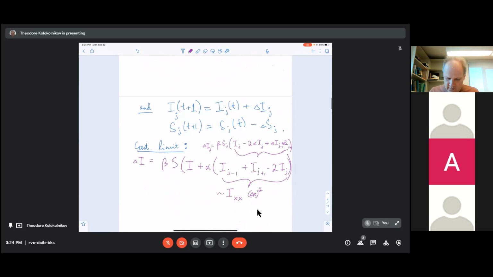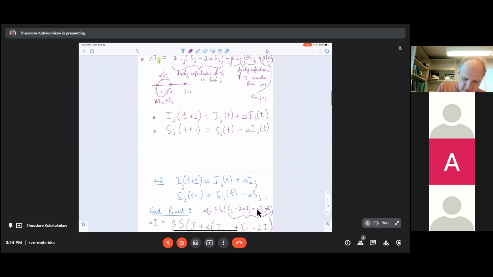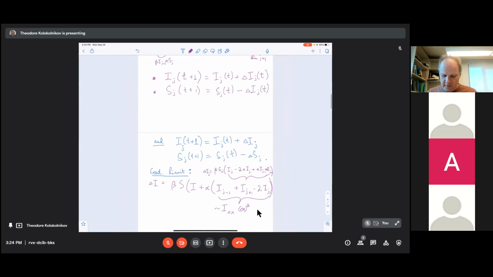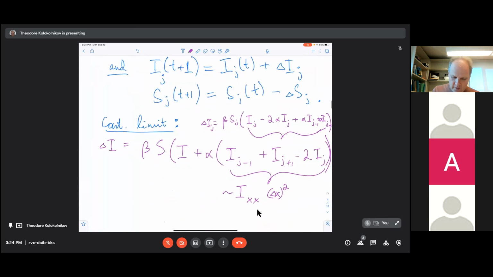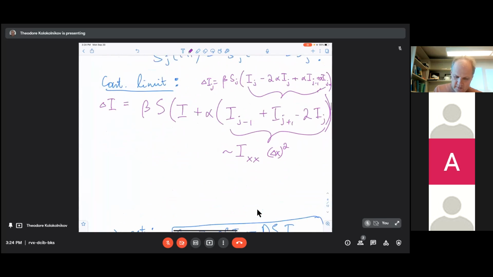This distance here is Δx. It's the distance from one bin to another bin. Now I have I of t plus 1. I can approximate this by I_j of t plus, since Δt here is just 1, plus Δt times I_j prime of t.